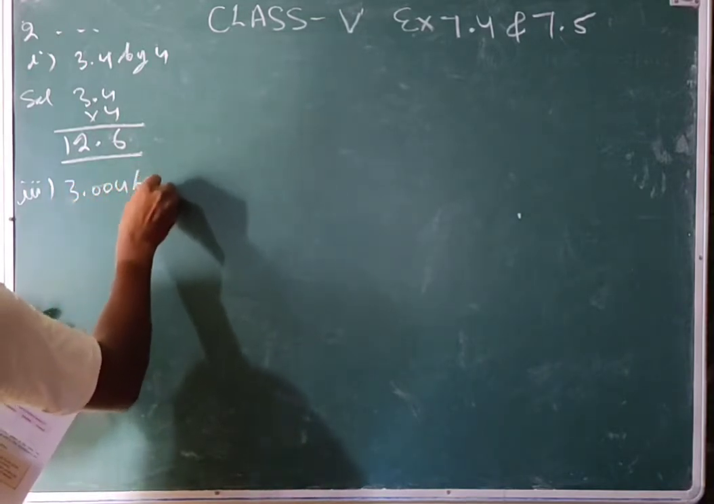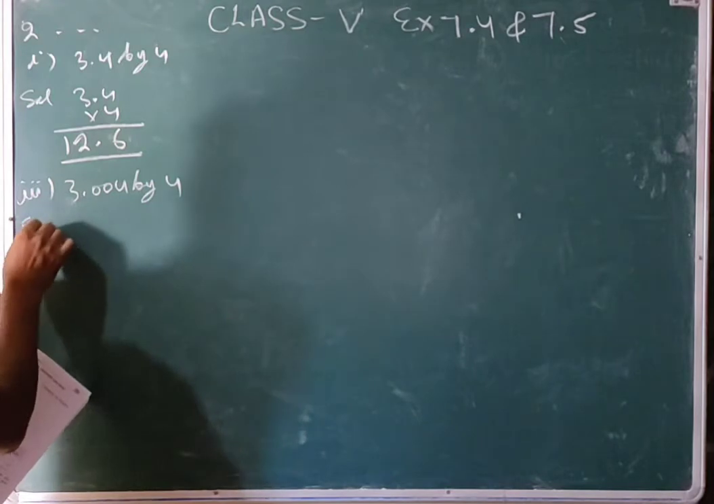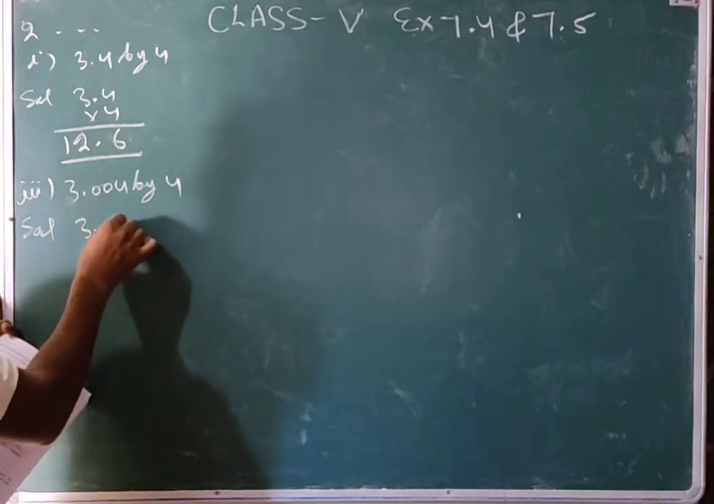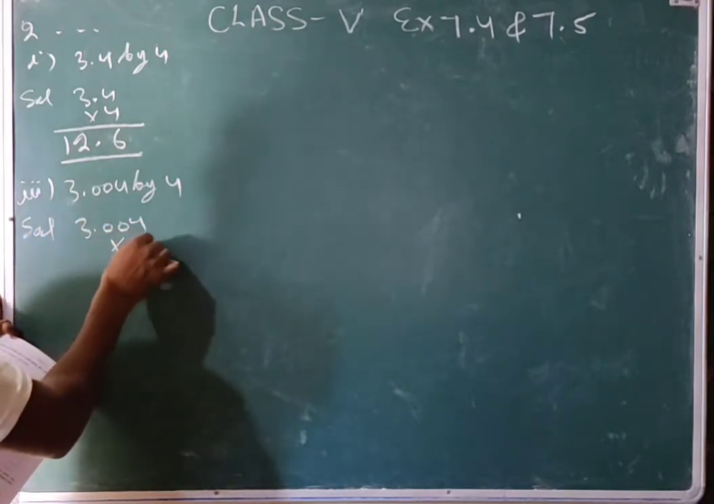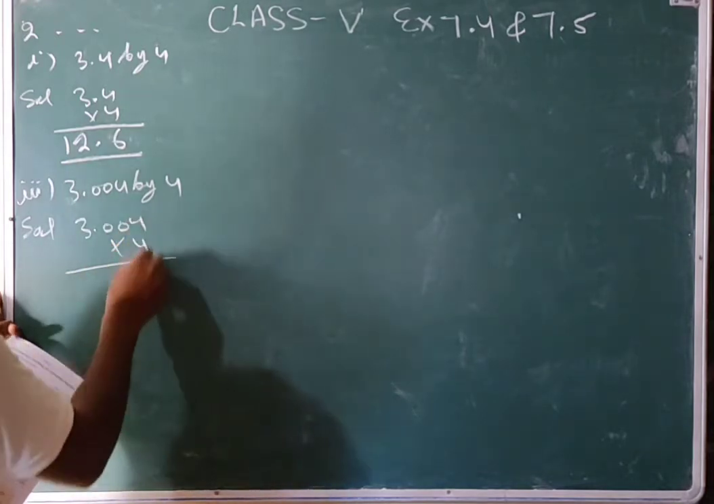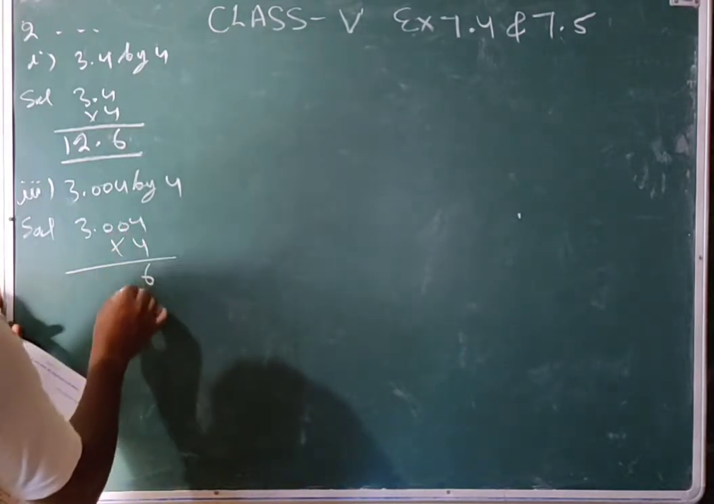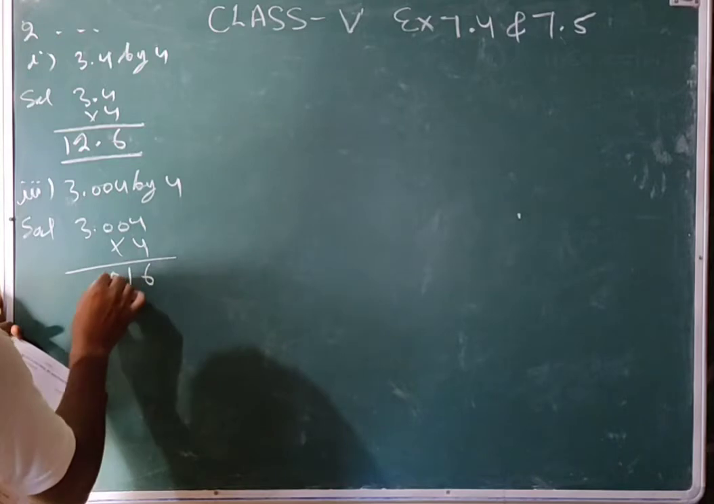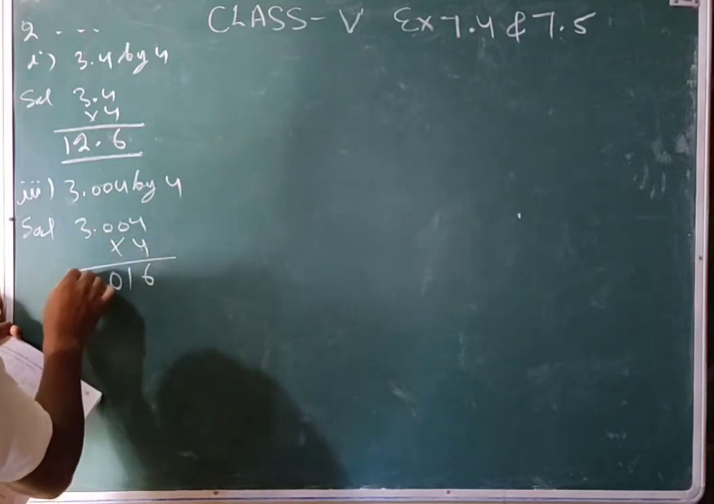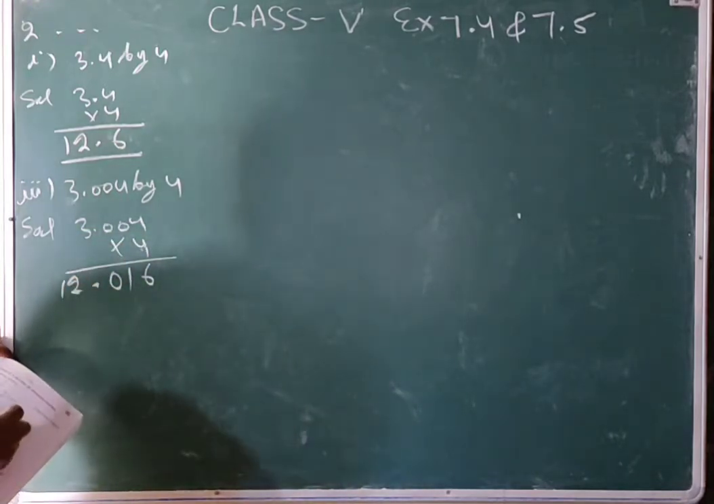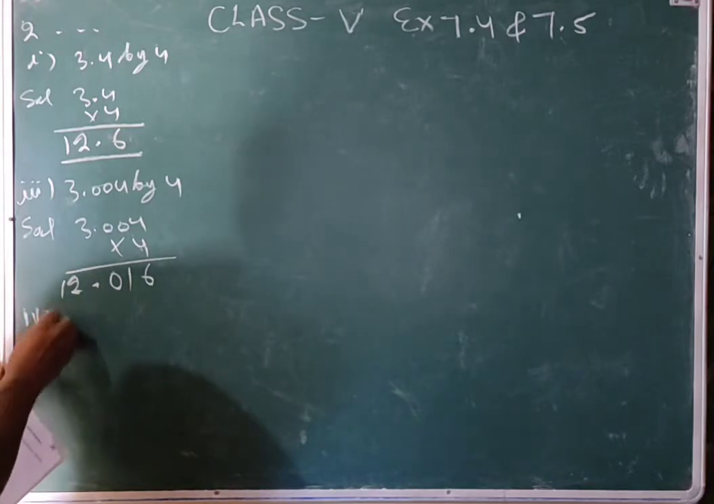3.004 by 4. So 3.004 multiply by 4. 4 4s are 16, 4 0s are 0 and 1 carry, 4 0s are 0 and then decimal, 4 3s are 12. And then fourth part also we will see.